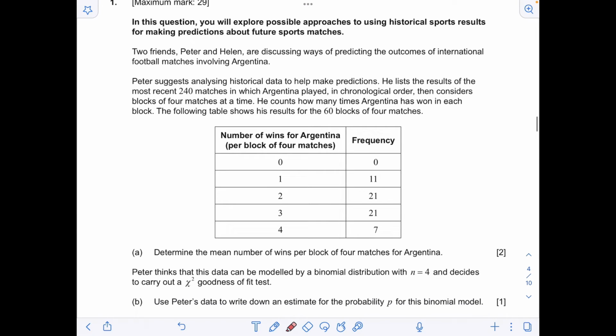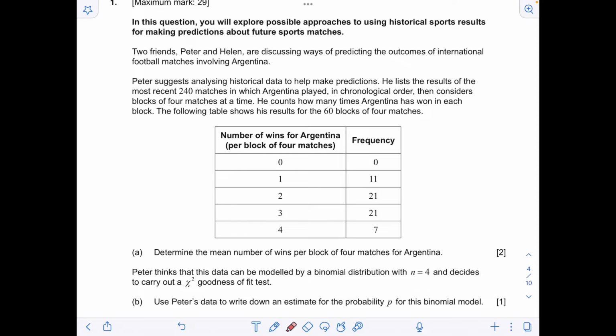we are looking at approaches to using historical sports results for making predictions about future sports matches. So two friends, Peter and Helen, are discussing ways to predict the outcomes of international football matches involving Argentina. Peter suggests analyzing historical data to help make predictions. He lists the results of the most recent 240 matches in which Argentina played in chronological order. Then he considered blocks of 4 matches at a time. He counts how many times Argentina has won in each block. The following table shows the results for the 60 blocks of 4 matches.